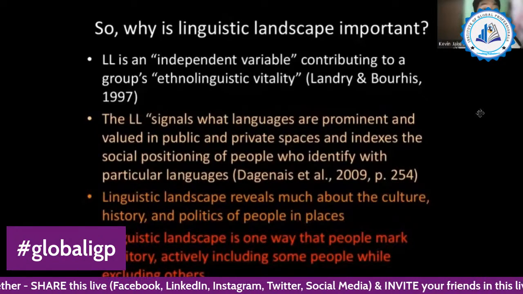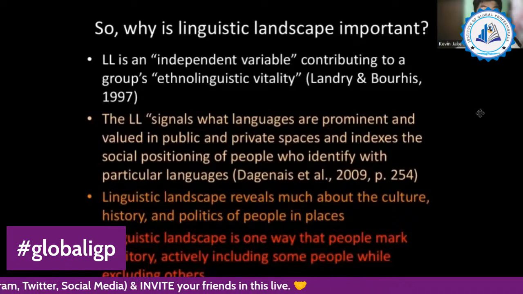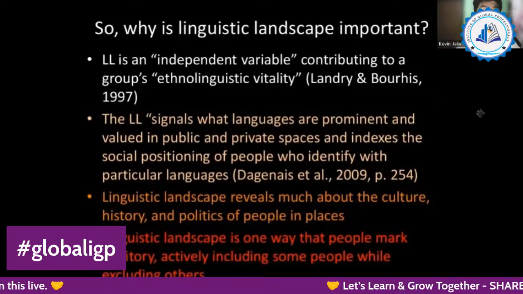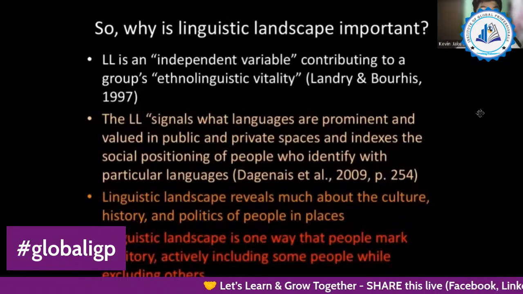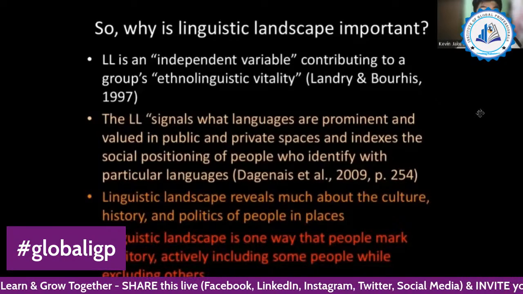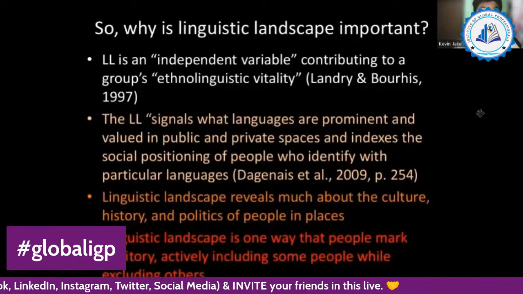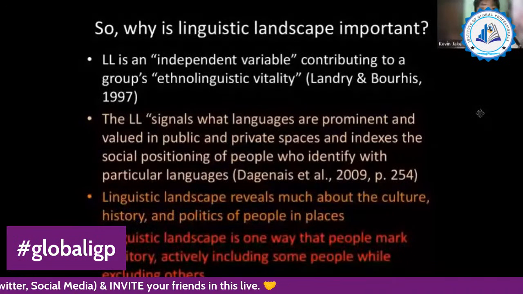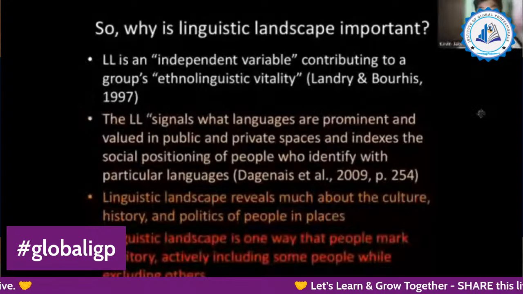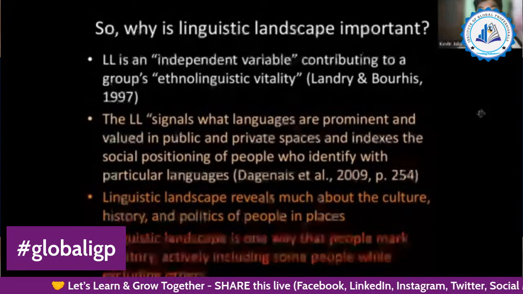It would also give us a picture that if there is only one language being used by all of the signboards in a certain setting, that would give us an idea that there is a big possibility that the community is really monolingual. Or if all the signboards in a certain setting are bilingual or multilingual, bigger chances are the community is composed of a multilingual and multicultural group of people or residents, right? So that's the wisdom behind the linguistic landscape.